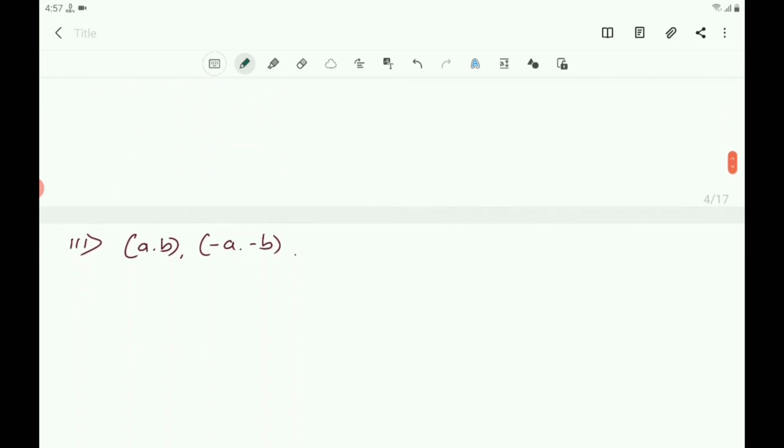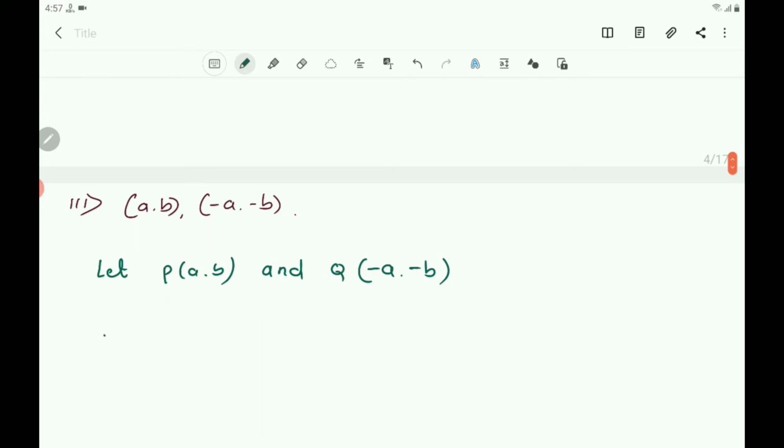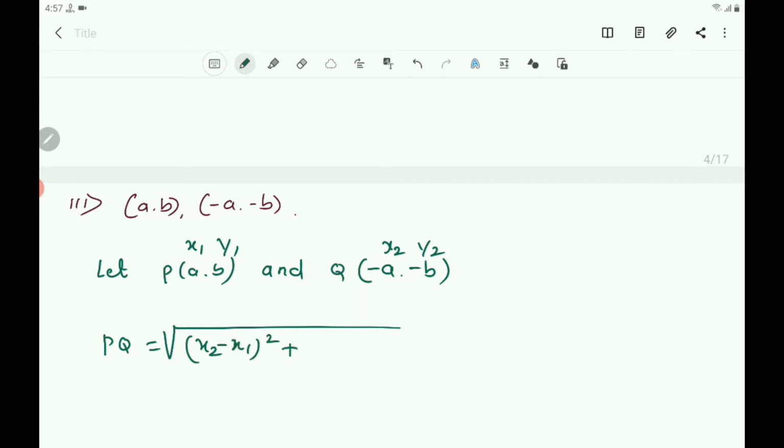Next, distance between (a, b) and (-a, -b). Then you consider, let P of (a, b) and Q of (-a, -b). Then you write PQ equals the distance formula. First you consider this is x1, y1 and the coordinates of Q are x2, y2. Write the formula PQ equals whole root of (x2 minus x1) whole square plus (y2 minus y1) whole square.